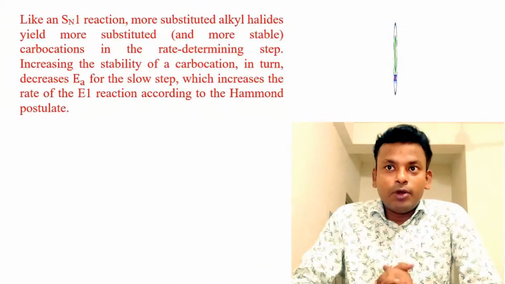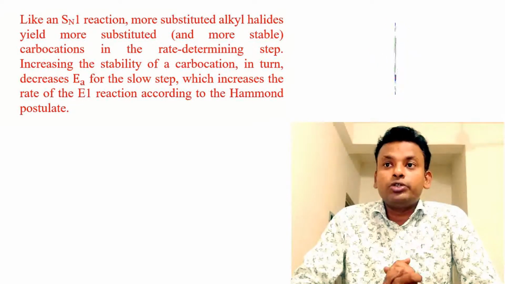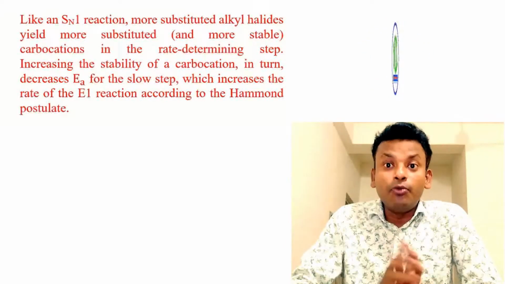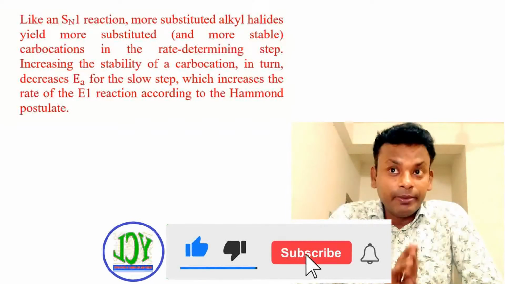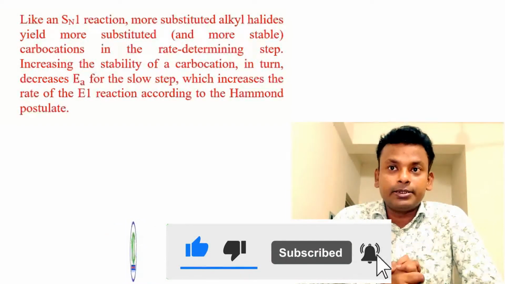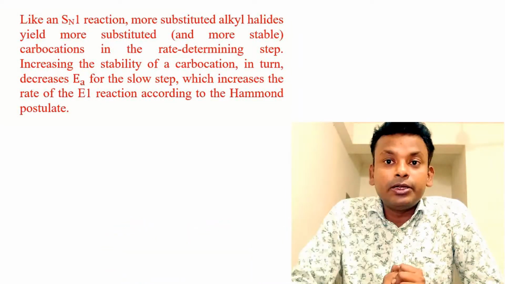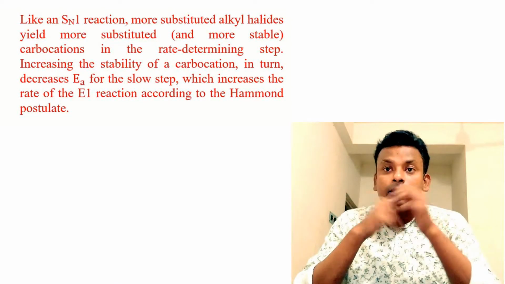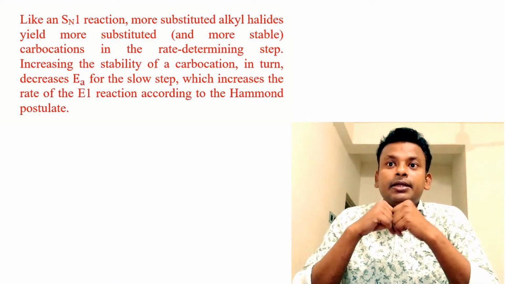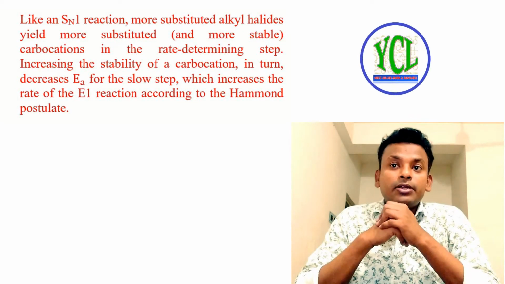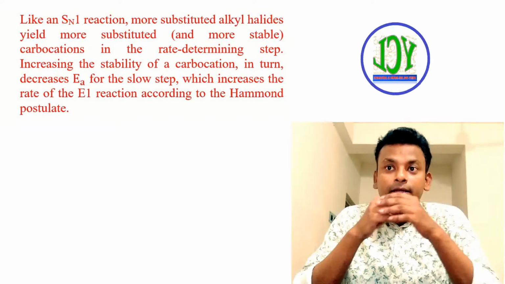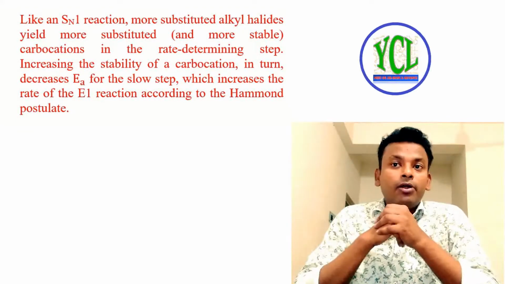Like an SN1 reaction, a more substituted alkyl halide yields a more substituted carbocation, that is a more stable carbocation, in the rate determining step. Increasing the stability of the carbocation in turn decreases the activation energy for the slow step, which increases the rate of the E1 reaction according to the Hammond postulate.